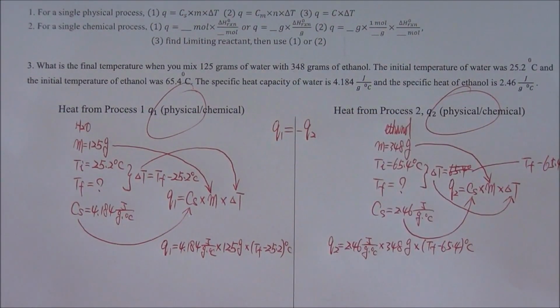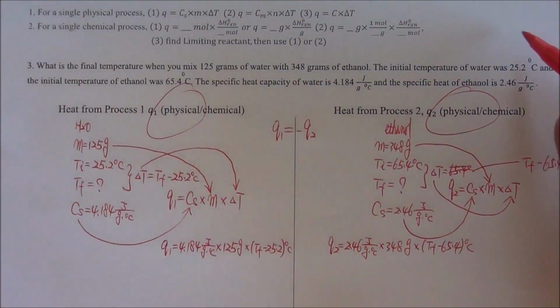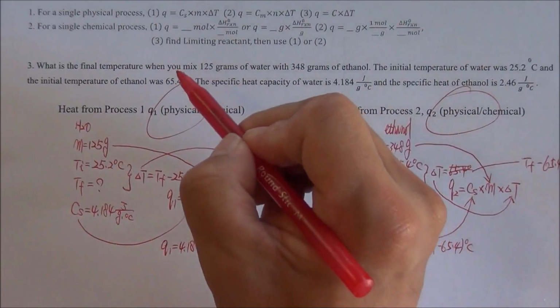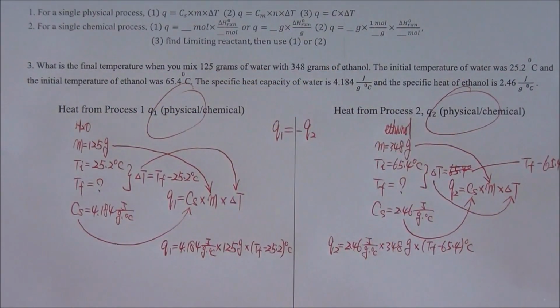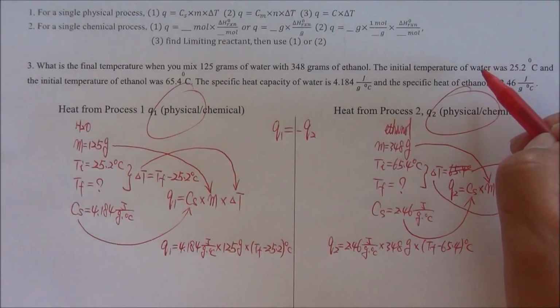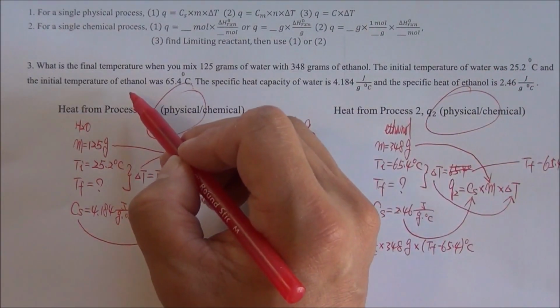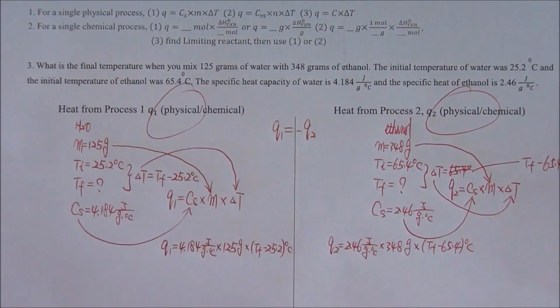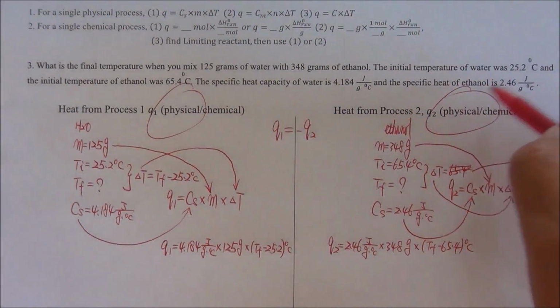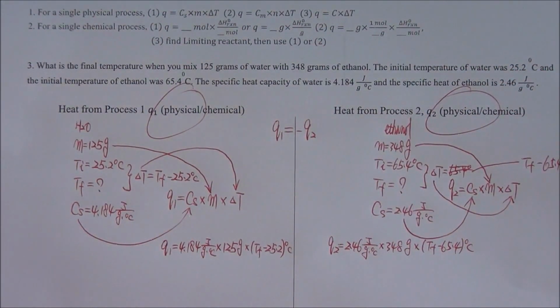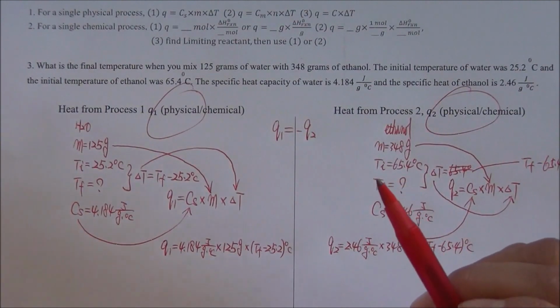Let me briefly explain how do we get this equation. Well, as we know, the initial temperature of water is lower than the initial temperature of ethanol. Therefore, when we mix the two, the water temperature should increase, the ethanol temperature should decrease, and the heat absorbed by water should be equal to the heat released by ethanol.